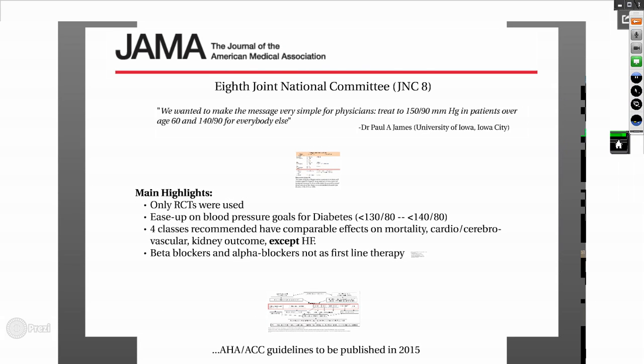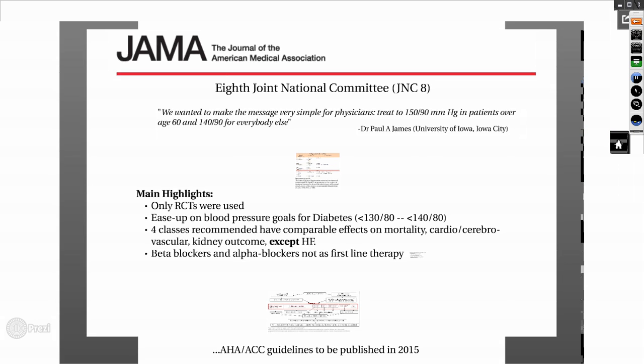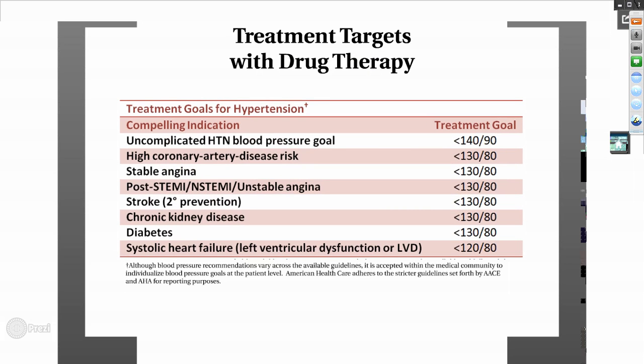So the last thing to note on this guidelines slide is that the AHA and ACC guidelines are hopefully to be published in 2015. I'm excited to see what their opinion on this is. So we know again that the objective of hypertension therapy is to attain and maintain this target blood pressure. And we know that everybody's different, right? So blood pressure goals should be individualized, because we're all different people.